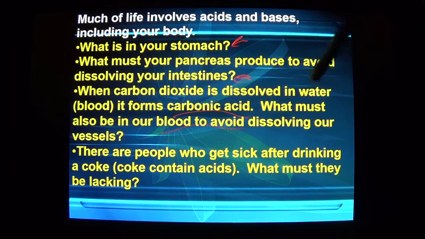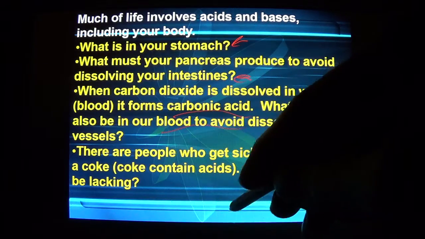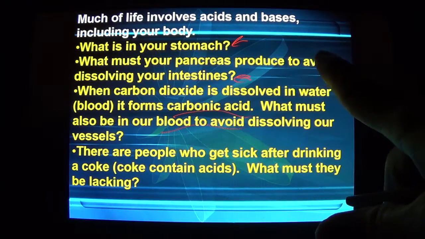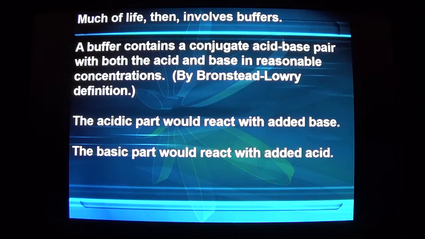I even know someone who, if she drinks a Coke, it will make her sick because of the amount of acid in the Coke. Where normal people would be able to drink a Coke and balance that out in their body, she just does not have that ability. It's just something to know and be aware of. So much of life then involves buffers, the point of using acid and base to neutralize each other to maintain our homeostasis.